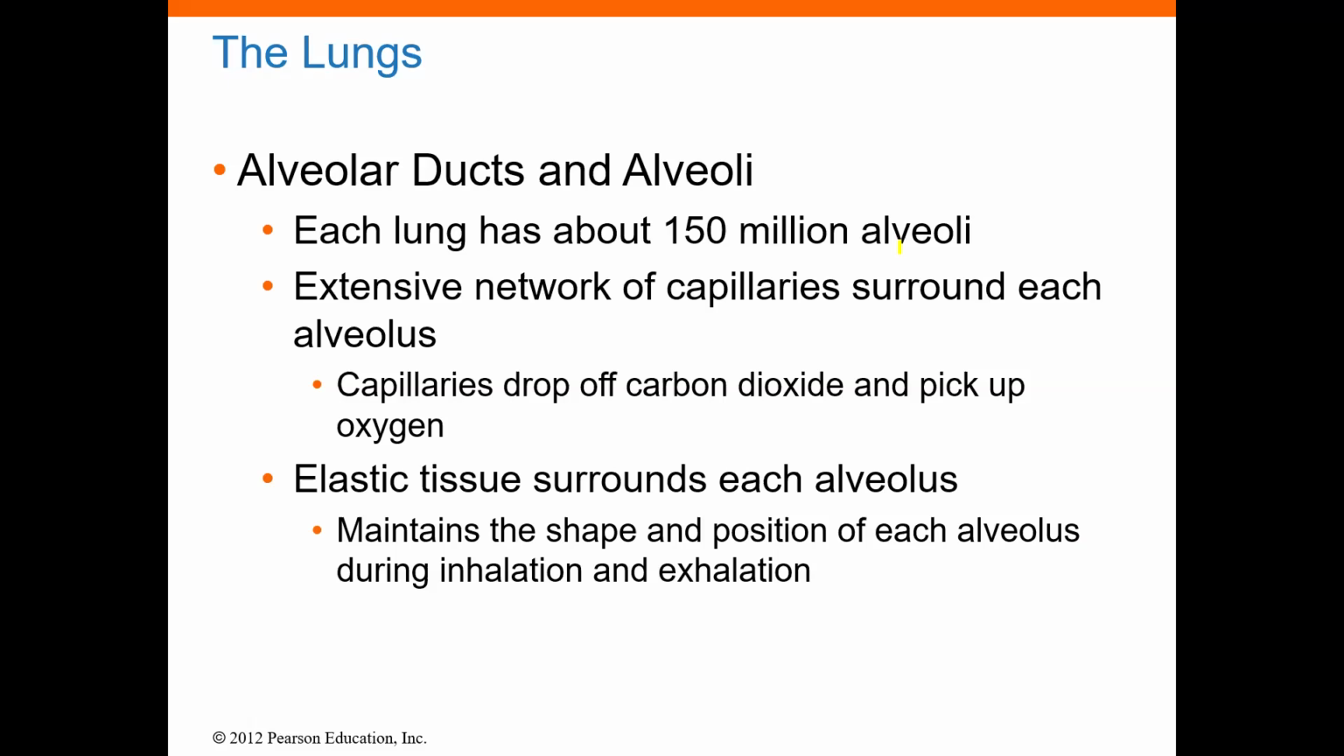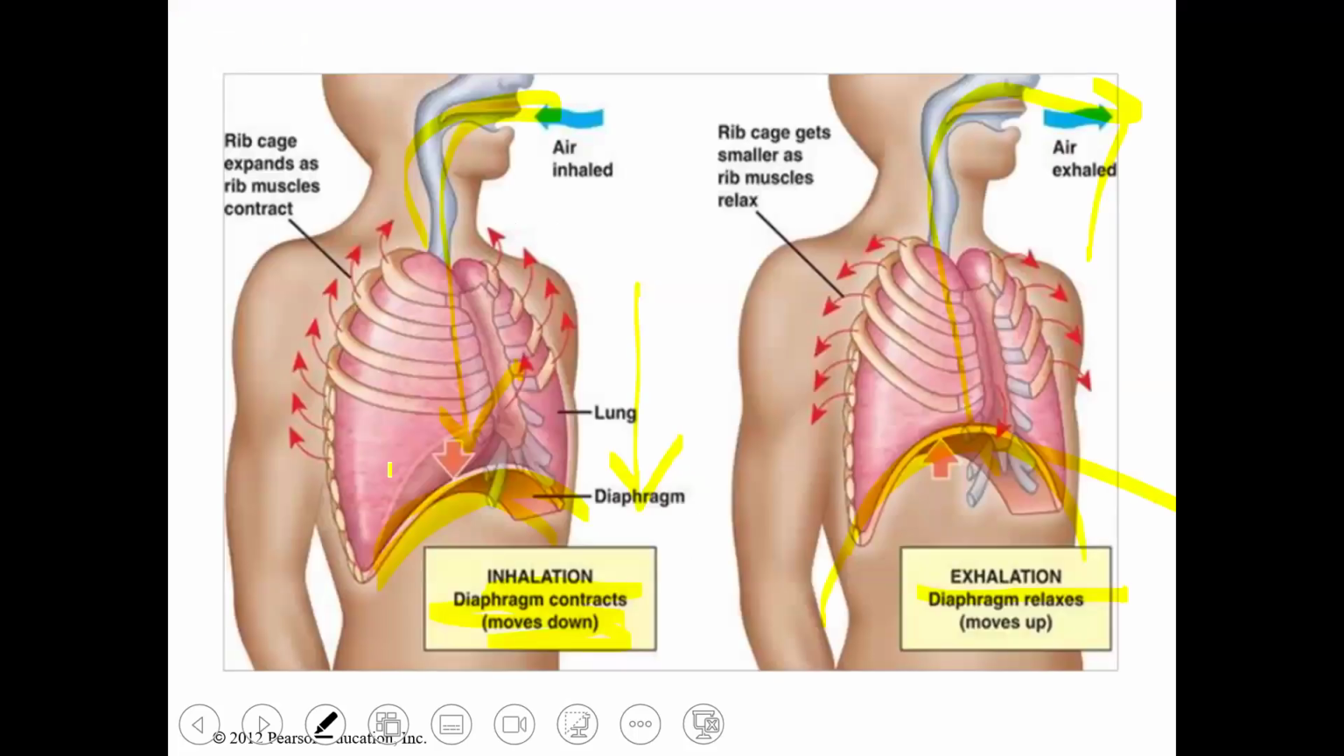Okay. And then those little alveolar ducts or the alveoli, we see each lung again about 150 million, and we see this extensive network of capillaries because that's what it's all about. It's getting the deoxygenated blood there, air exchange happening here, releasing carbon dioxide and other things, and then we are getting oxygen and whatever else we are bringing into our lungs, oxygenating our blood. So the capillaries drop off the carbon dioxide, pick up the oxygen. The elastic tissue surrounds each alveolus and maintains its shape and position during that inhalation and exhalation that we just saw.